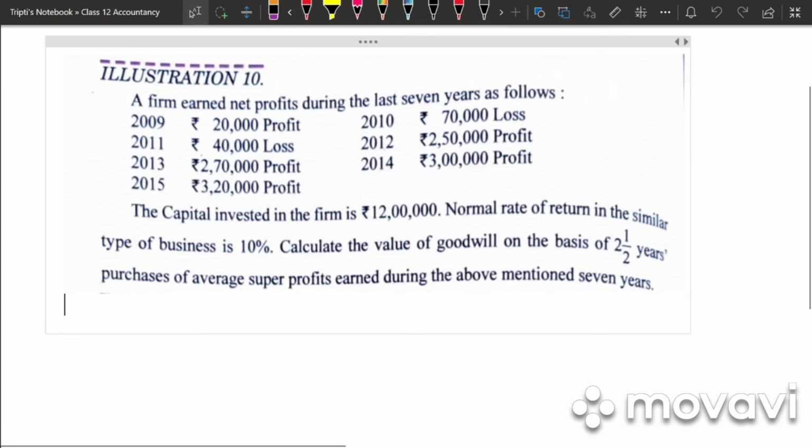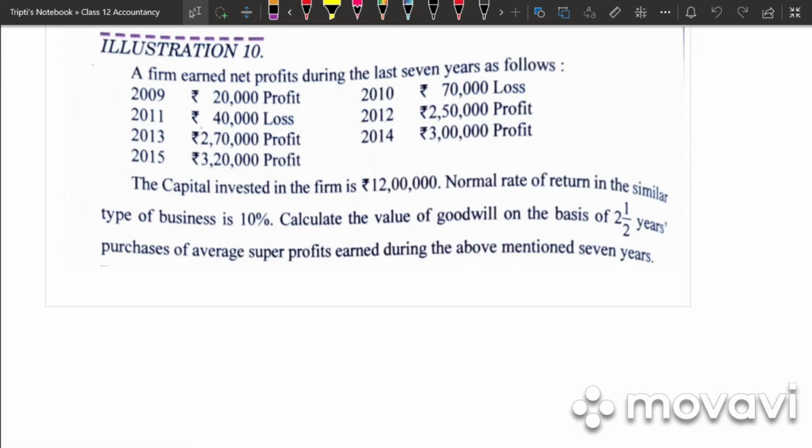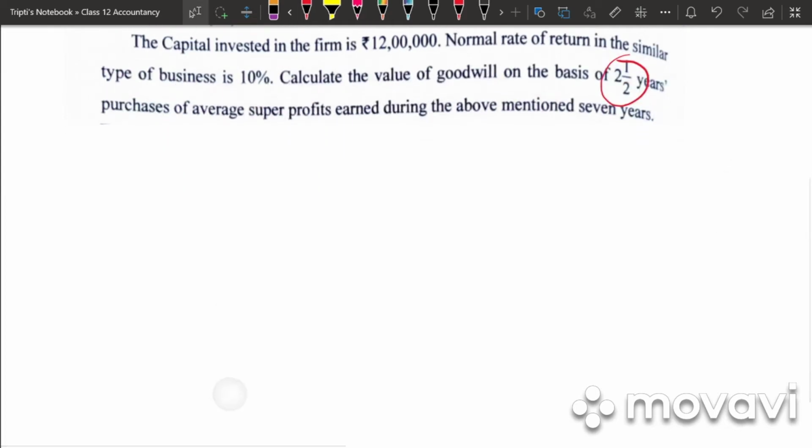So let's work out a problem. Illustration 10. A firm earned net profit during the last 7 years as follows. They have given us the profit and loss. The capital invested in the firm is 12 lakh. Normal rate of return in the similar type of business is 10%. Calculate the value of goodwill on the basis of 2.5 years purchase of average super profit earned during the above mentioned 7 years. So first we'll be finding out the average profit.